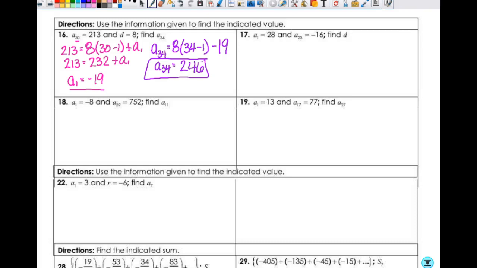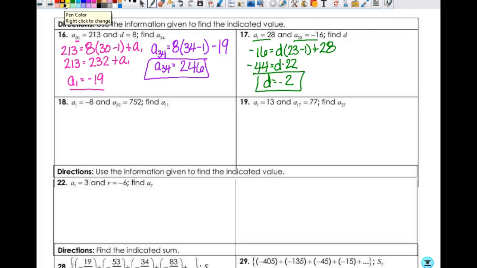Number 17, we are looking for D. I have A1 and I have A23, so I can find D here. AN, or A23, is negative 16. That's equal to D, which I don't know, times N, which will be 23 minus 1, plus A1, which is 28. So I'm going to subtract 28 from both sides. It's going to give me negative 44 is equal to D times 22. So D is equal to negative 2.